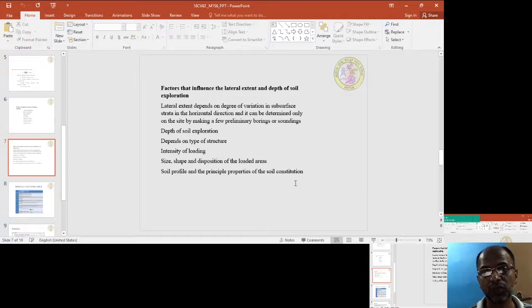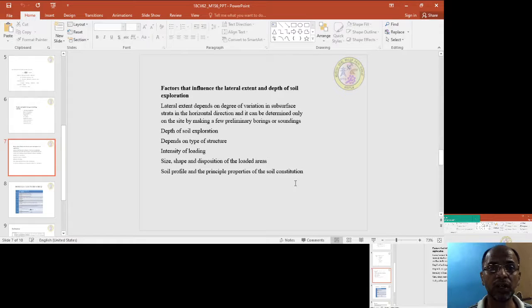And the manner of load application: if you are constructing a swimming pool on top of the apartment, then definitely that water pressure you have to take into consideration, that lateral effect you should consider. So you have to extend your soil exploration in the lateral direction. Next is soil profile. If you are getting a very good hard over consolidated soil, you can go for a smaller number of boreholes. If the soil is filled up soil, at the same site, more number of boreholes is required.